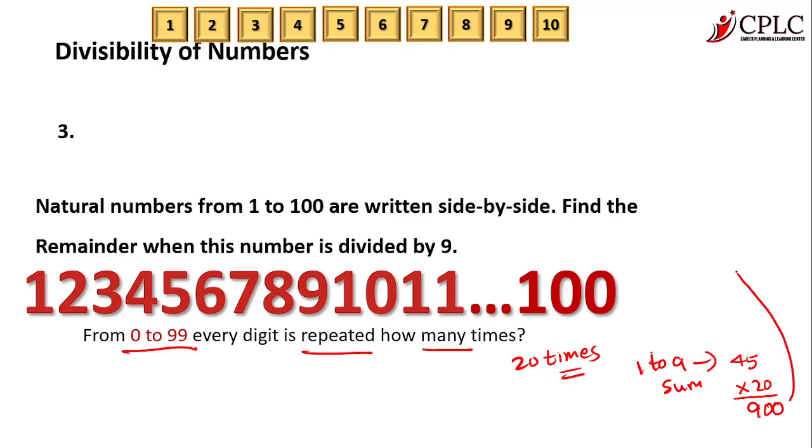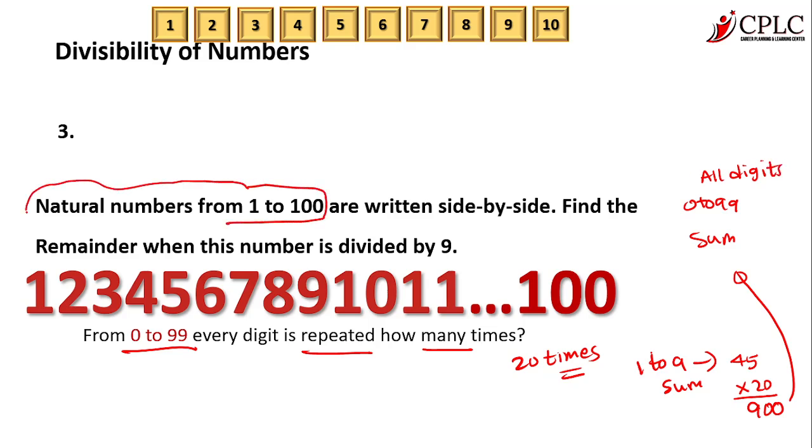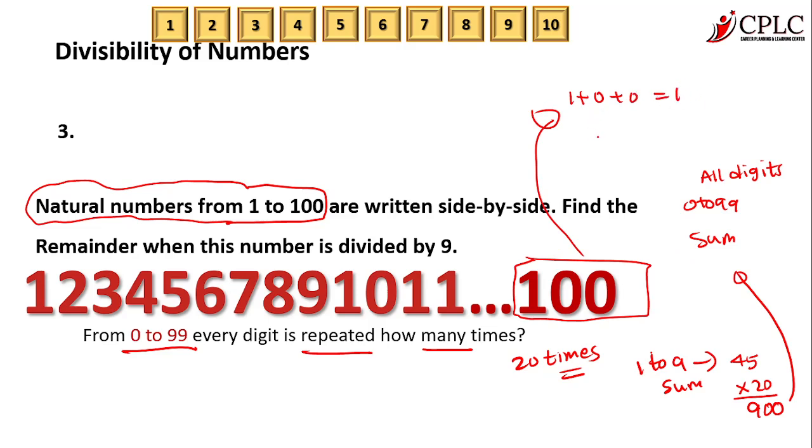But this 900 is the sum from 0 to 99 for all the digits. We are supposed to go till 100 because natural numbers from 1 to 100 are written side by side. So you have to add the digits of 100 also in this sum. The digits of 100 are 1 plus 0 plus 0, so that is 1 only. So the total sum becomes 900 plus 1, which is 901. Now we have to divide this 901 by 9, and when we do, obviously we get the remainder as 1 again.